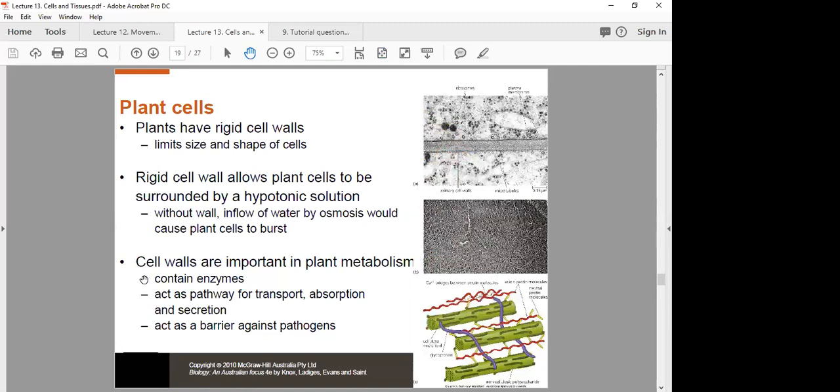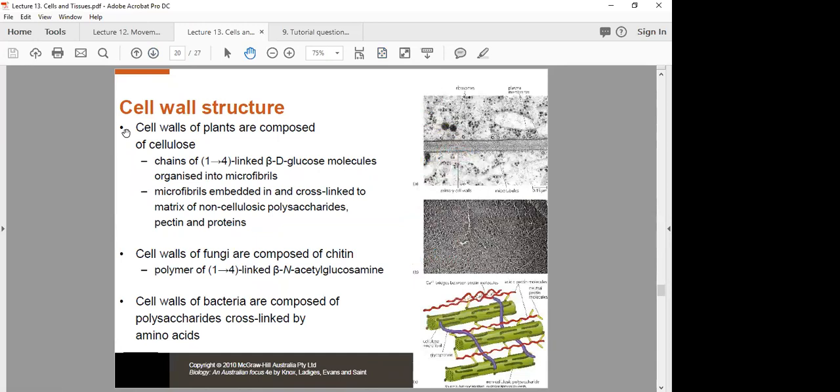Cell walls are also important in plant metabolism. They contain lots of different enzymes. Cell walls are important pathways for transport of water and transport of dissolved mineral nutrients. They're important in absorption and secretion of many different substances. And of course, they act as an important barrier against pathogens. Let's look at the structure of a plant cell wall.